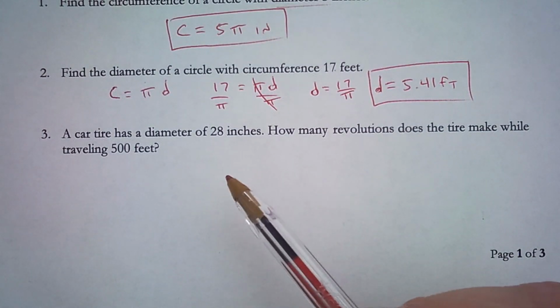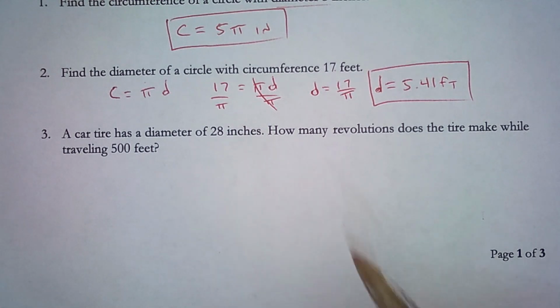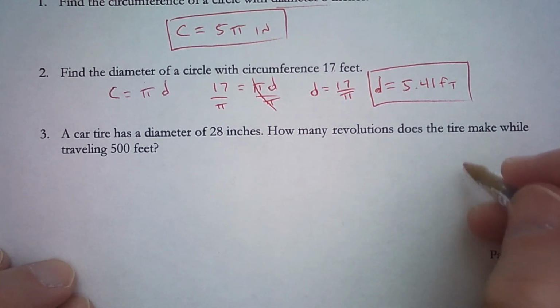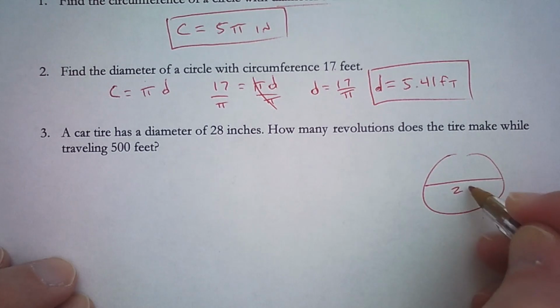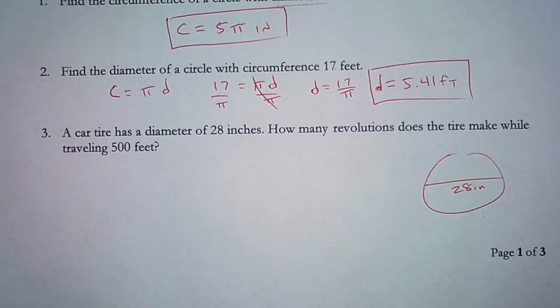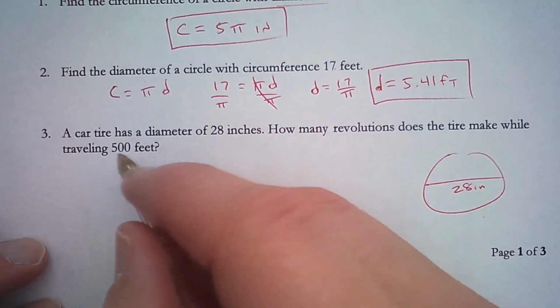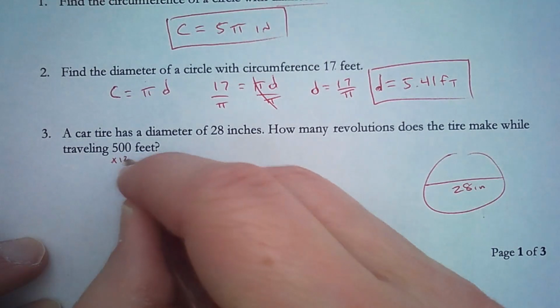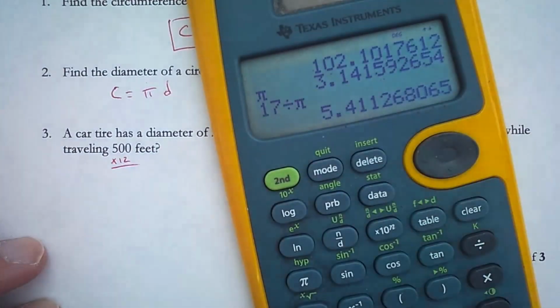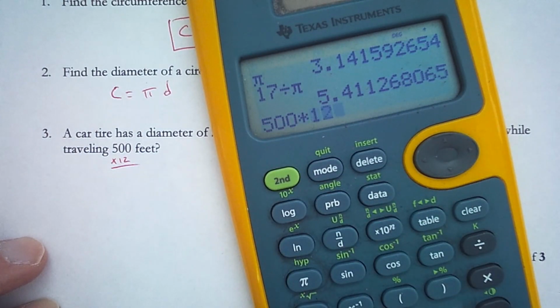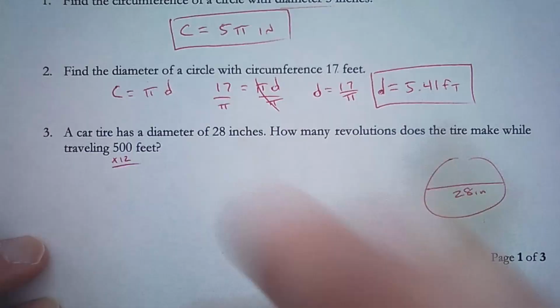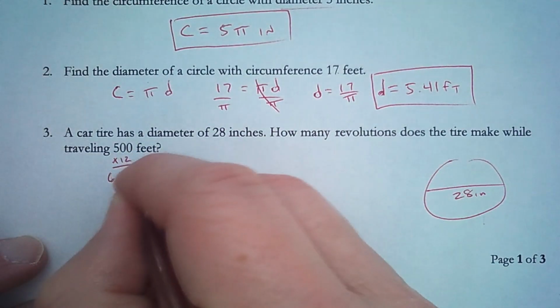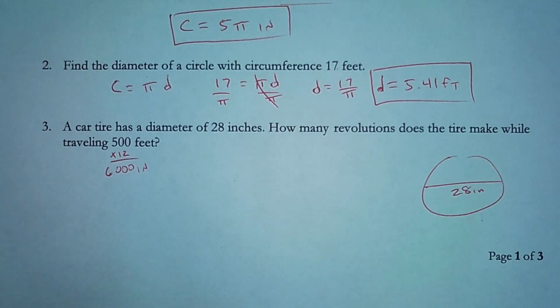And then a car tire has a diameter of 28 inches. So we've got this circle, that's the tire. It's got a diameter of 28 inches. How many revolutions does it make when it travels 500 feet? Okay, so let's actually just change this 500 feet to inches by multiplying by 12. So 500 times 12 is 6,000. So it's actually traveling 6,000 inches.